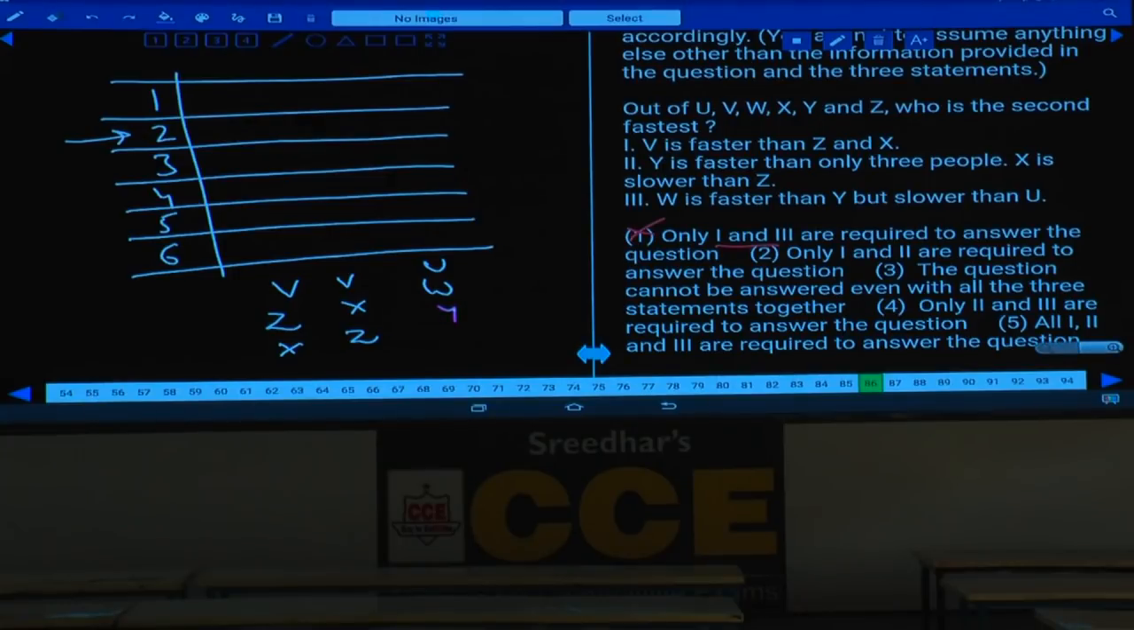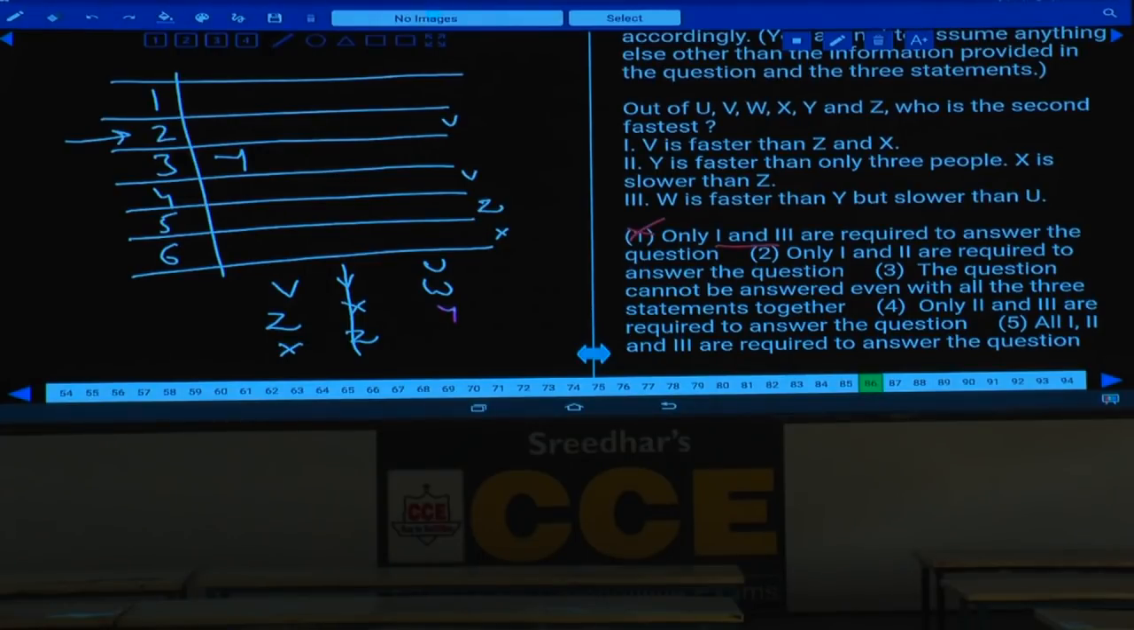Then coming to choice 2, only 1 and 2. As V is faster than Z and X, this is 1. And what about 2 here? Y is faster than only 3 people, hence Y must be here. And X is lower than Z, so this case is ruled out. Now in this one, tell me, VZX can be like this, or like this, or like this. And so who is the second here? Anyone can be at the second place, isn't it?